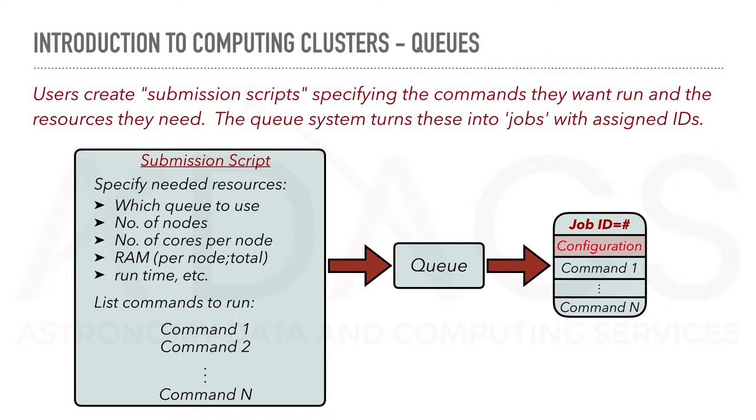User-specified resources can include, but are not limited to, the queue to be used, the number of compute nodes needed for the job, the number of processors to be used per node, the amount of random access memory needed, the amount of time or wall clock needed to complete the job, etc.